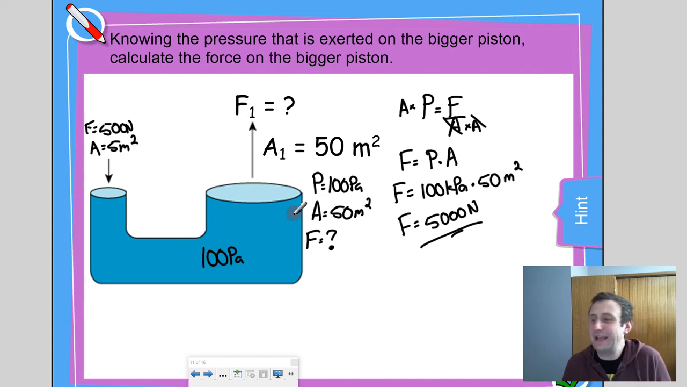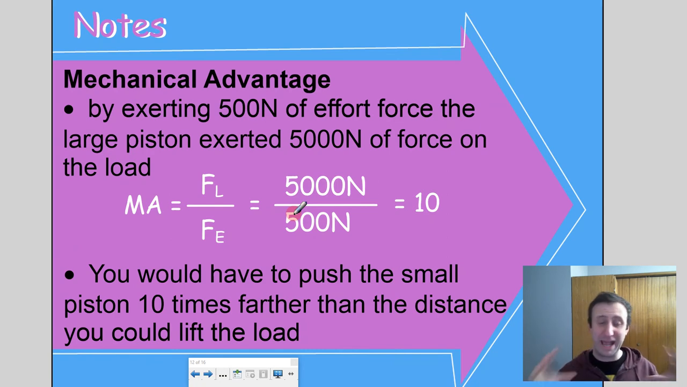This is how things like hydraulic jacks work to lift up cars and stuff: by using a hydraulic system, a small force can be turned into a massive force by using Pascal's law. It's really quite neat, very cool. And that can happen in a small amount of space as well, unlike a lever or something. By exerting 500 newtons of effort force on the small piston, the large piston exerted 5,000 newtons of force on the load, which is 10 times, the mechanical advantage. We calculate mechanical advantage the same way as we did for levers: load force divided by effort force.